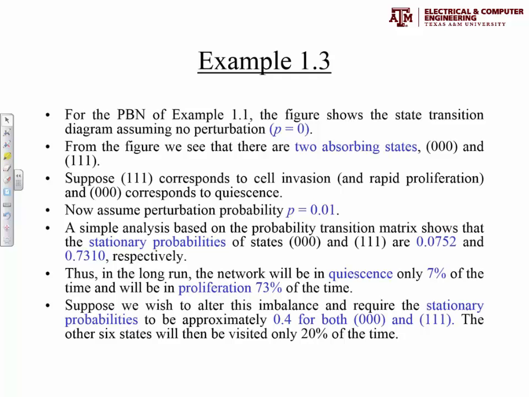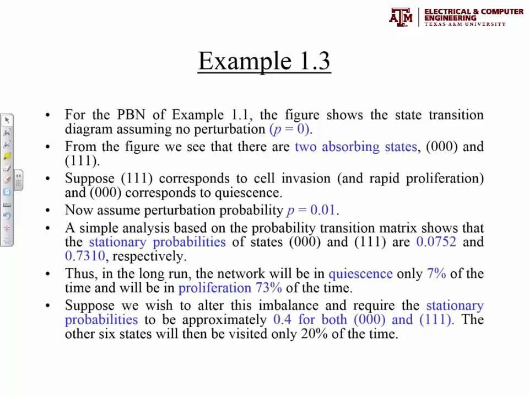So you want to go to 0,0,0, you don't want to stay in 1,1,1. Now you get all the states to communicate by assuming a small perturbation probability of 0.01. You can do an analysis, and you will see that the stationary probability associated with state 0,0,0 is just about 7.5%, while the one associated with the bad state is about 73%. Thus in the long run, the network will be in quiescence only 7% of the time and will be in proliferation 70% of the time. You don't want that.